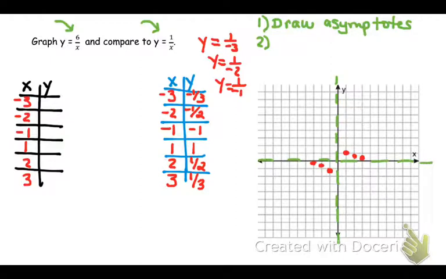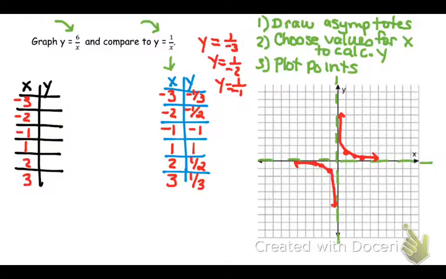Then I chose some points for x and solved for y for my parent function, and plotted those already. Notice I did not choose 0 because we cannot have 0 in the denominator. So I'm going to go ahead and try to draw in my line for my parent function, and then we'll continue on. Okay, so let's see what our graph of y equals 6 over x is going to look like.